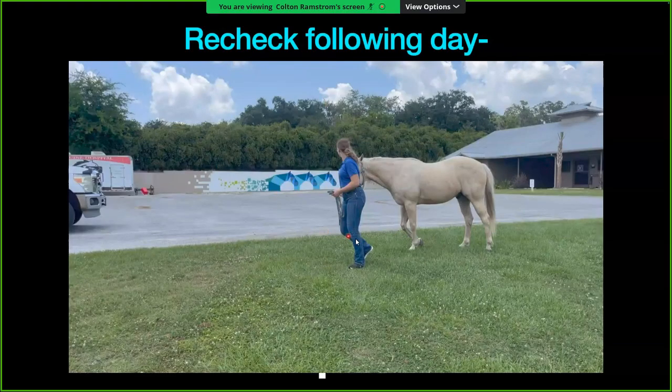This was recheck the following day. I didn't have time to do a direct proximal block on him that day, so luckily the client was willing to bring it back the next day. Because even with the blocking pattern, the abscess and everything else, I was fairly certain that a decent amount of that lameness was coming from that proximal suspensory ligament.